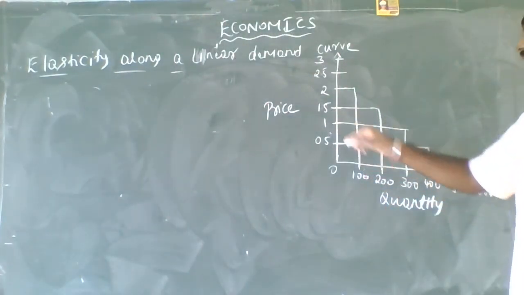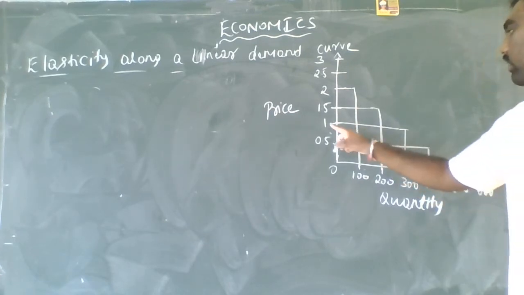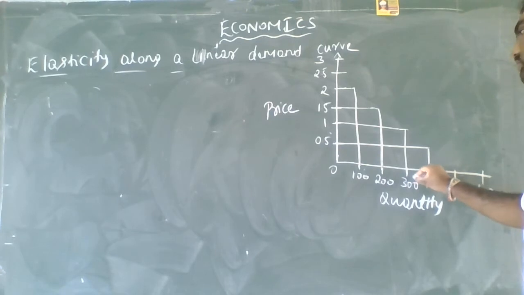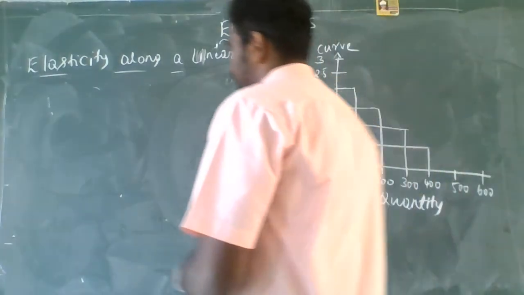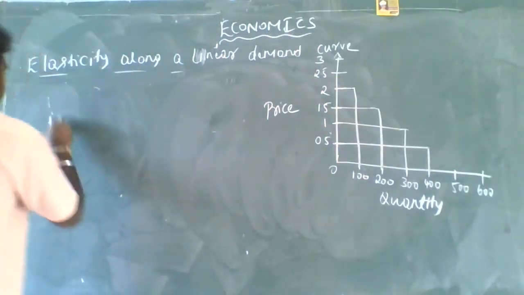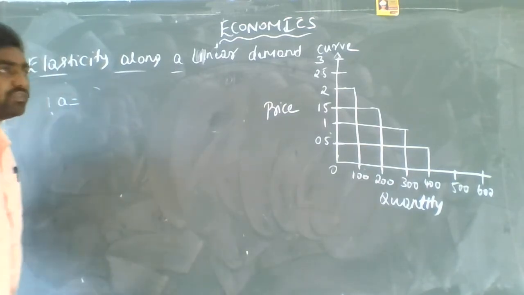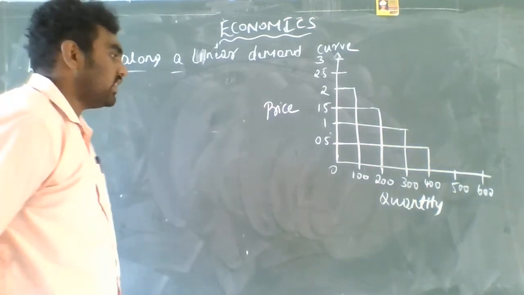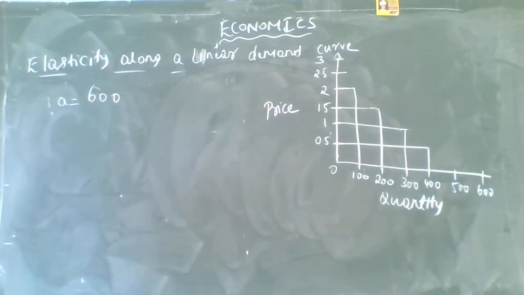For $1.5 we are demanding 200 chocolates. For $1 you are demanding 300 chocolates. For 0.5 you are demanding 400 chocolates. So we can have a demand curve. Here is the maximum limit, function A. Let us consider the maximum limit, function A, as 600.